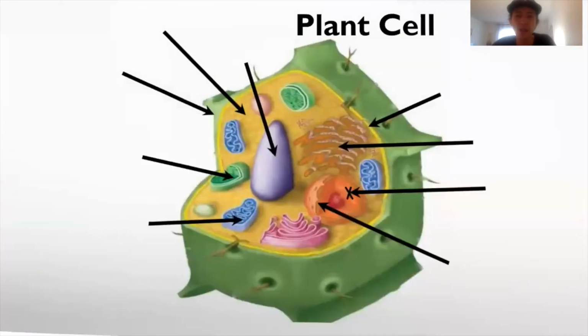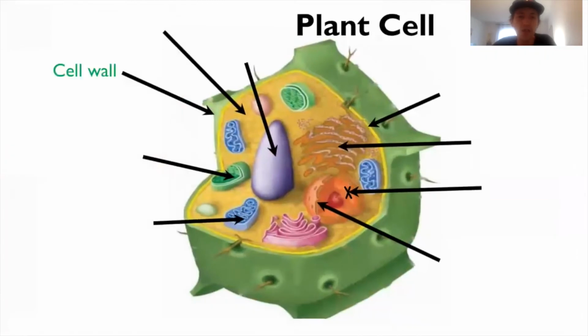As for the plant cell, we've got the cell wall over here, the big outer thick layer, let's say, that gives the cell its shape. The chloroplast, I've put these two in green, by the way, because they are only in plant cells. Animal cells do not have cell walls, nor do they have chloroplasts.